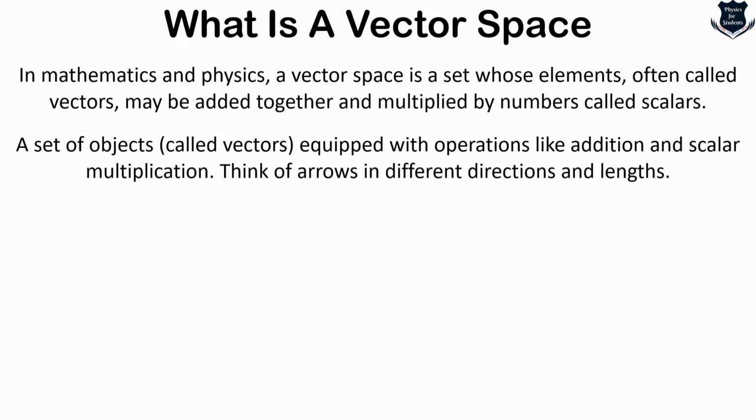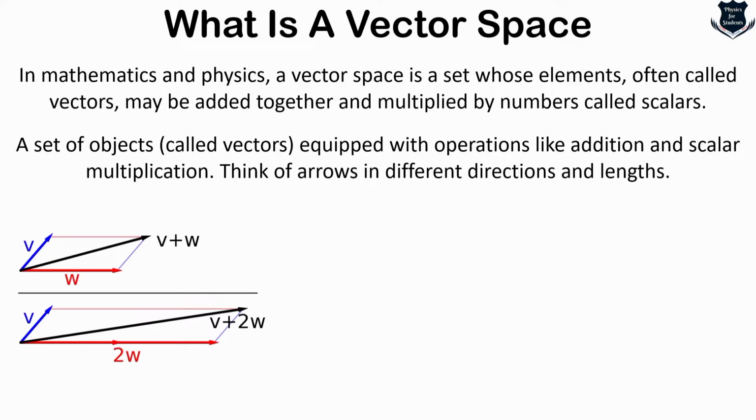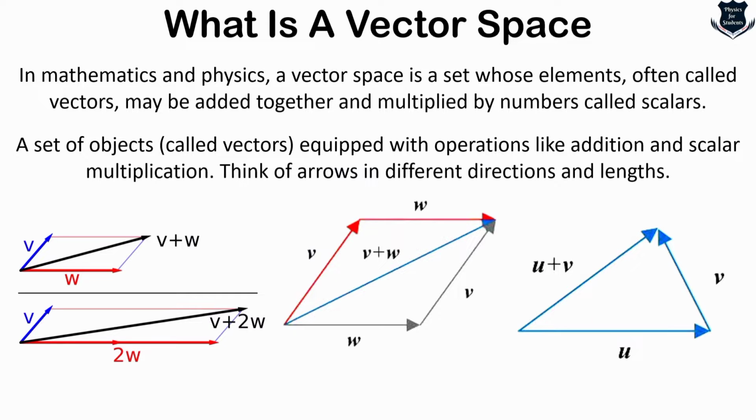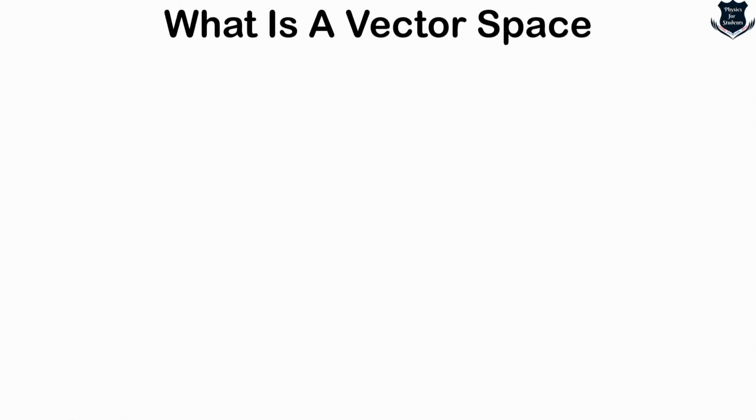Let us think of arrows in different directions and lengths. For example, this is a vector space which takes v plus w, scales it, and then adds further. This is also a vector space, and this is also a vector space. Overall, this is the space or area where all those arrows and lines reside, and we add them together or make something bigger. All those things which reside in a space are basically called a vector space.